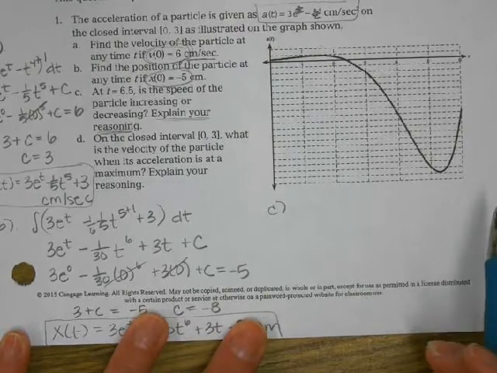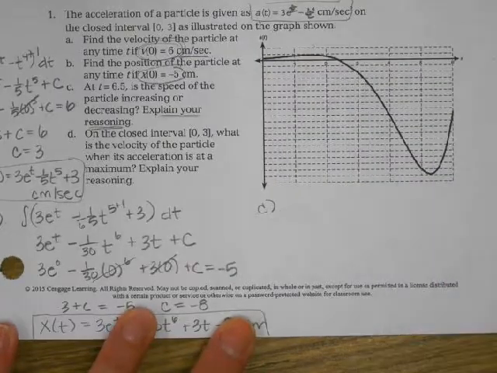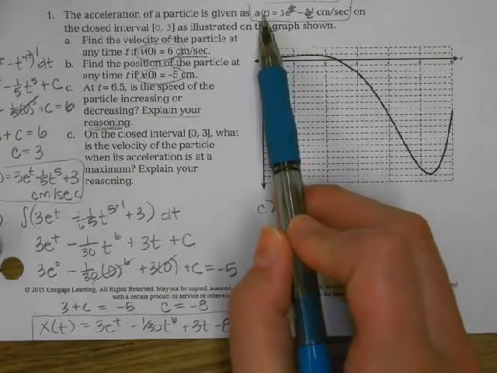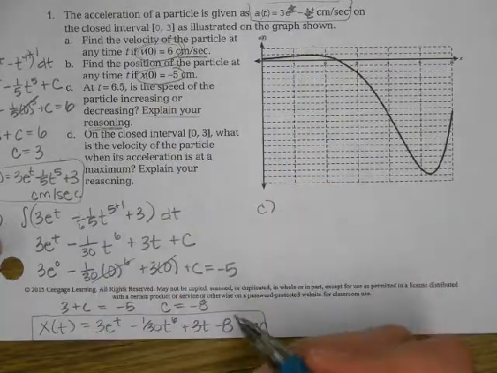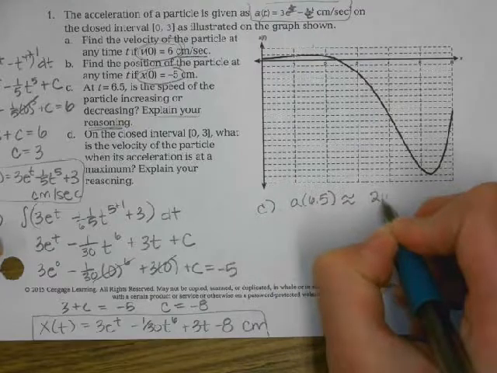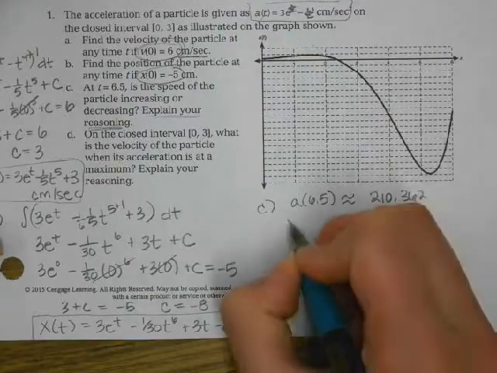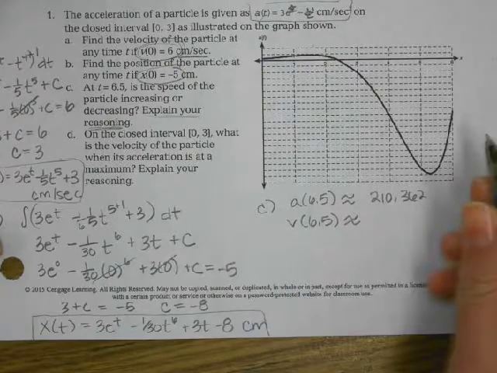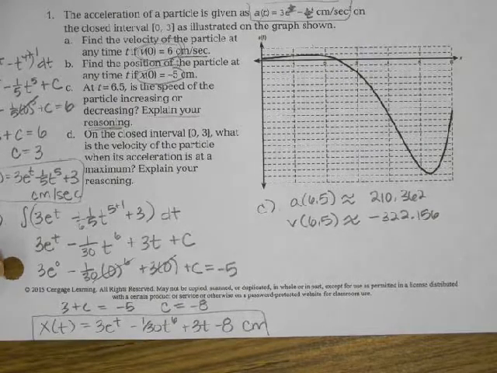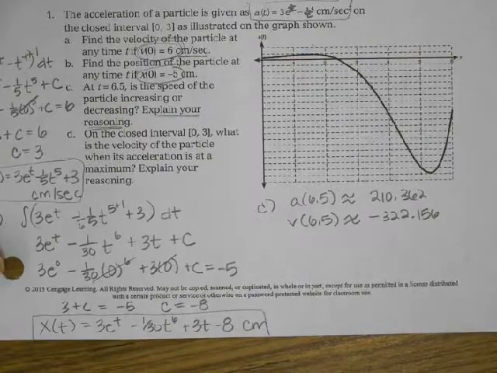I don't feel like wasting video time writing that. And that's actually the reasoning that they have written in the answer key for this. So if they're the same sign, they're increasing. If they're different signs, they're decreasing. And then all you really need to do is just plug in 6.5 to the acceleration function and to the velocity function. So when I plugged in 6.5 to the acceleration function, I got 210.362. When I plugged it into the velocity function, I got negative 322.156. And since they were opposite signs, I said that overall the speed was decreasing.